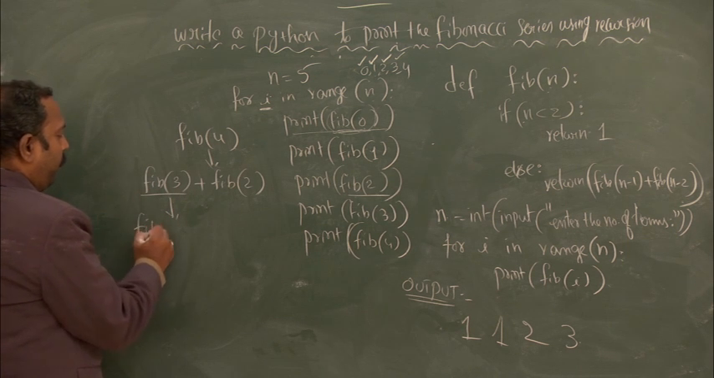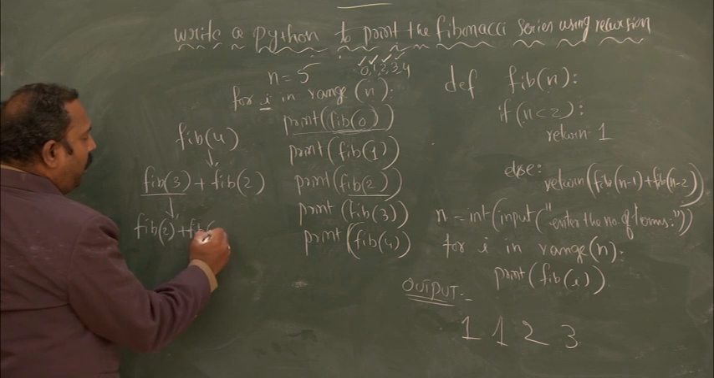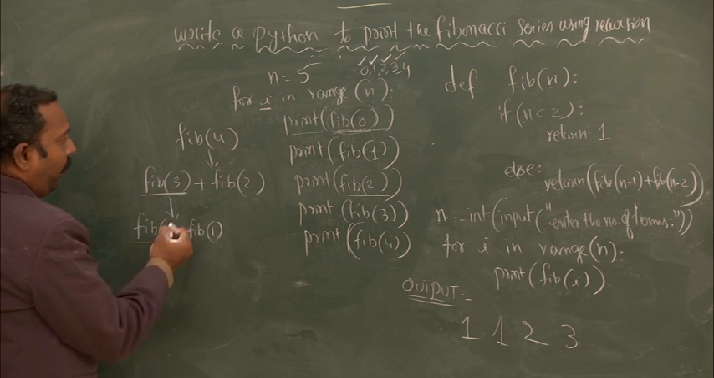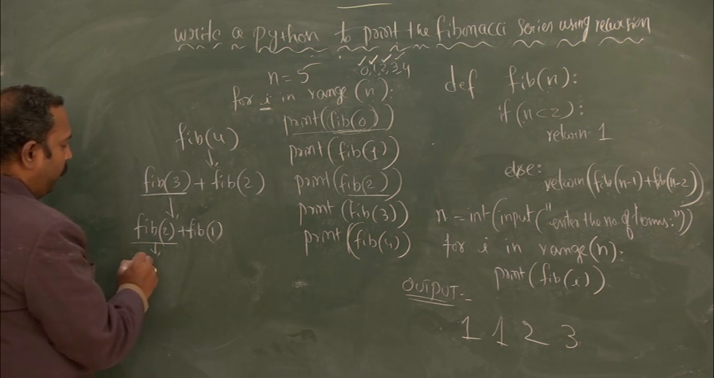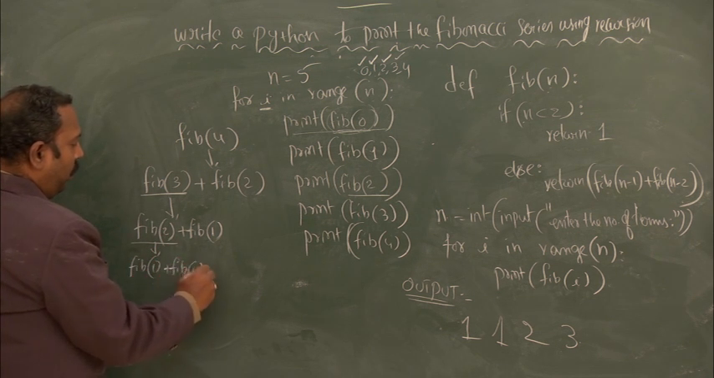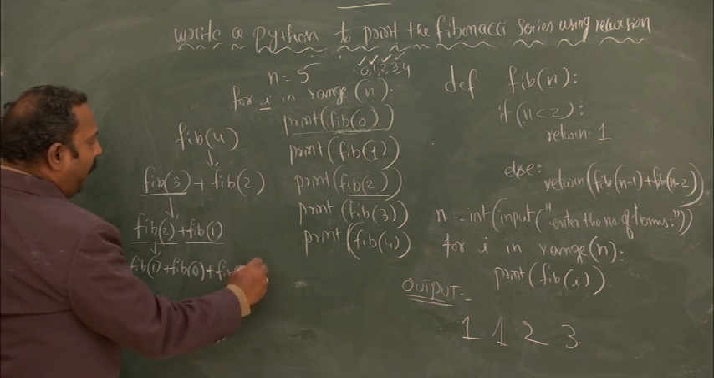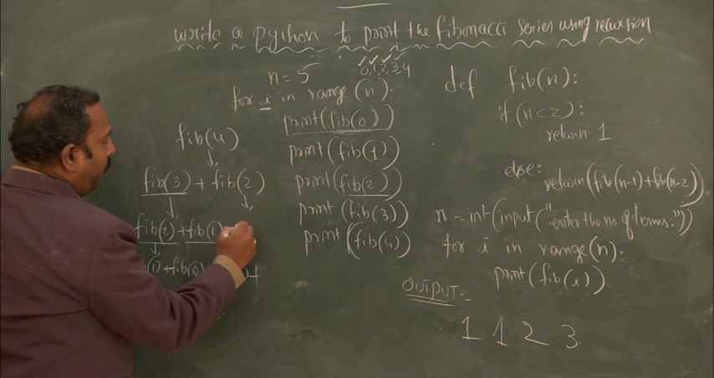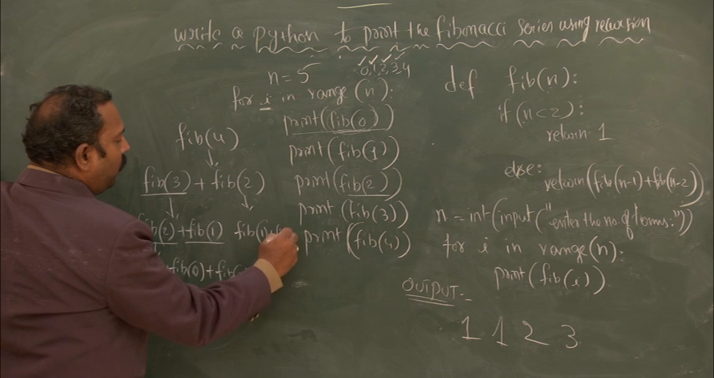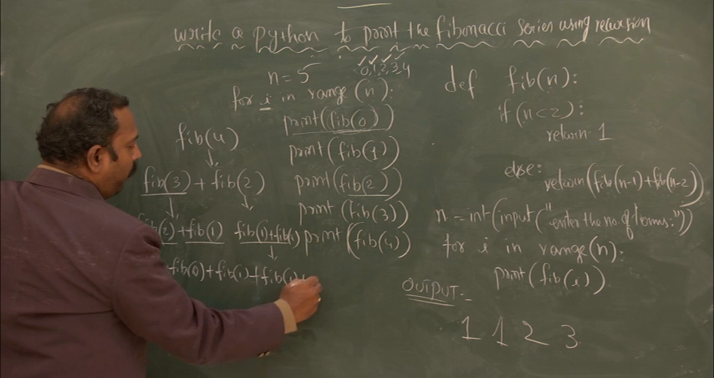Again fib of 3 minus 1, 2 plus fib of 3 minus 2, 1. For this particular fib of 3, for fib of 2 again fib of 2 minus 1, 1 plus fib of 0. Already this will be existing here. So fib of 1 plus what is this, fib of 2? Again fib of 2 minus 1, that is 1 plus fib of 0. These two added here. So fib of 1 plus fib of 0.